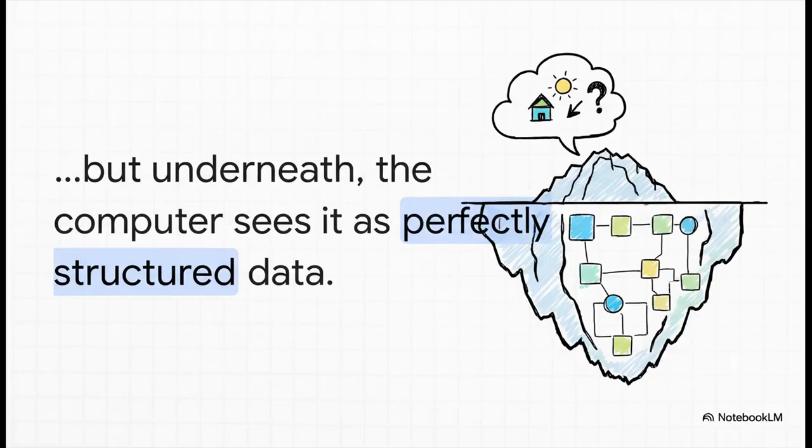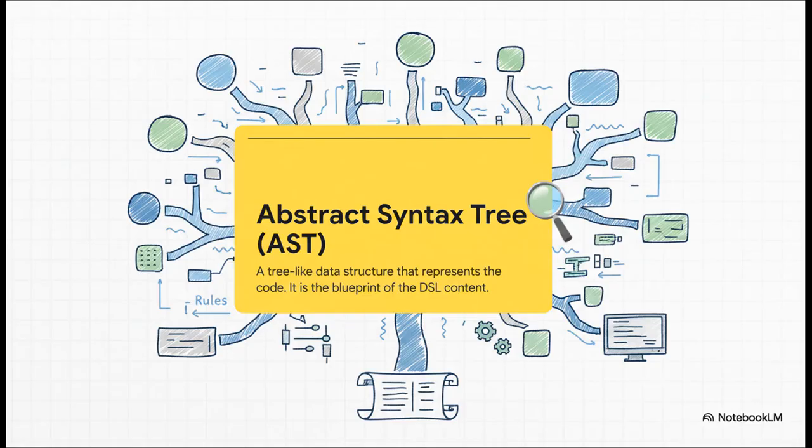But here's the really clever part. While it looks like plain English to us, the system doesn't see it as just a random string of text. Nope. Under the hood, it's being parsed into a perfectly organized, machine-readable format. And that format is called an abstract syntax tree, or AST for short. Now, don't let the name intimidate you. Seriously. Just think of it as the ultimate blueprint for your business rules. Every single part of that sentence, the if condition, the then action, the values, it all gets broken down and stored in this logical tree-like structure. So this isn't just text anymore. It's pure, structured logic that a computer can perfectly understand and work with.